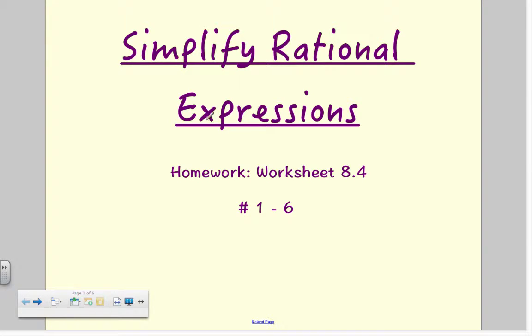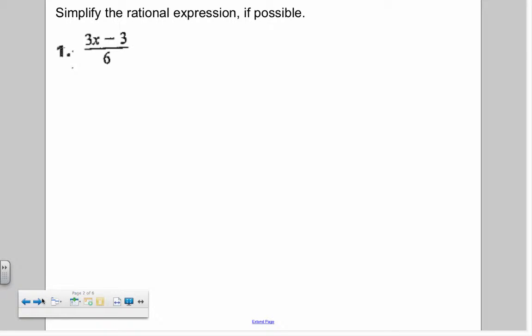Today we'll be simplifying rational expressions. This is from worksheet 8.4, numbers 1 through 6. Let's start with number 1. We need to simplify a rational expression if possible.